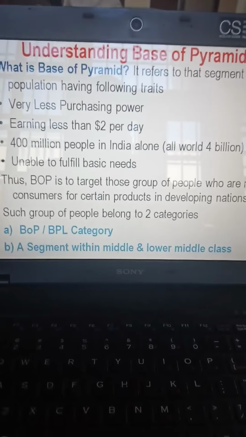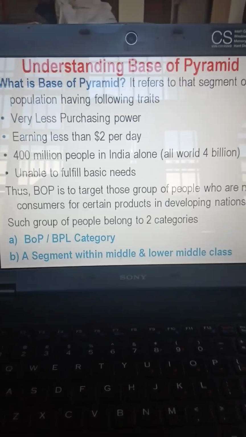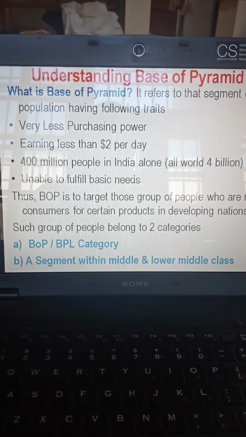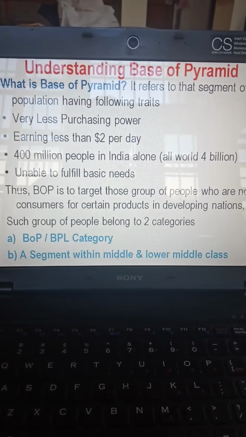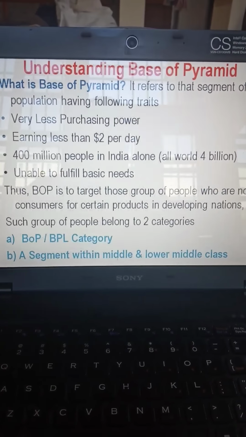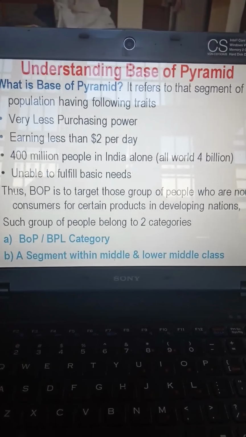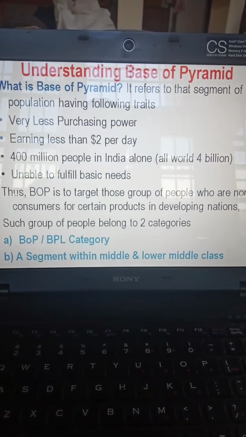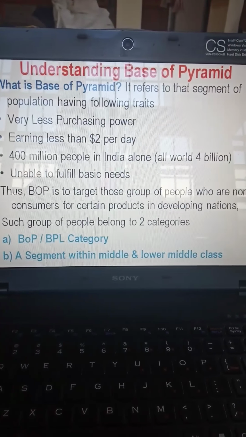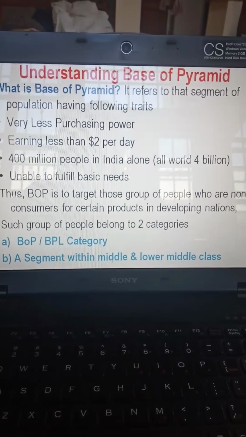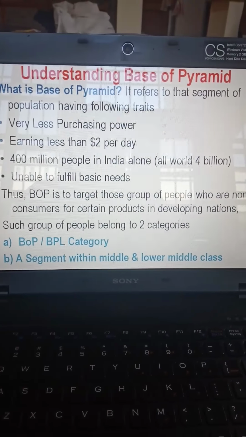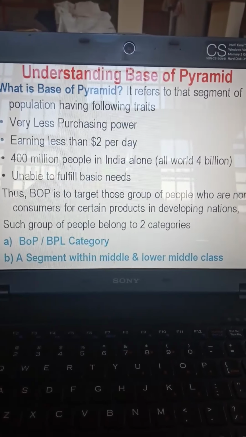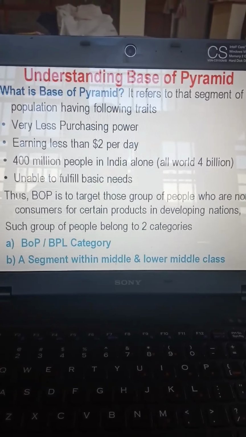How do you understand the base of the pyramid? It refers to that segment of the population which has very little purchasing power, which is 400 million people in India and around 4 billion people in the world. They are unable to fulfill their basic needs and their earning is less than $2 a day. That means 150 rupees a day. Now, there are two categories of such people. One is the BPL category, the other is the segment within middle and lower middle.